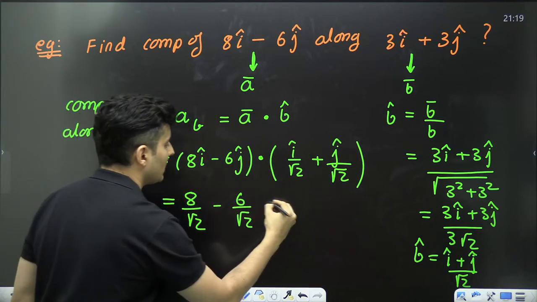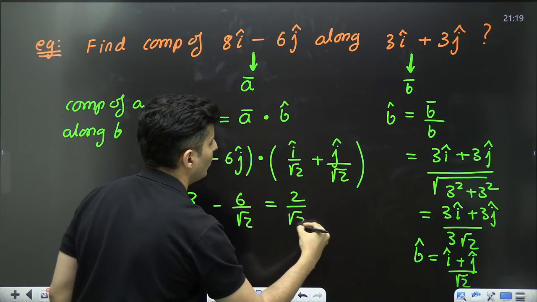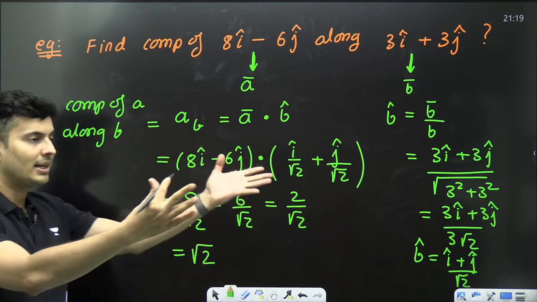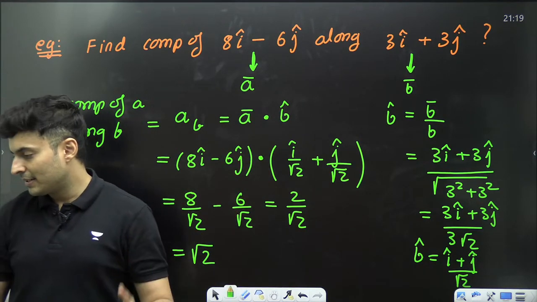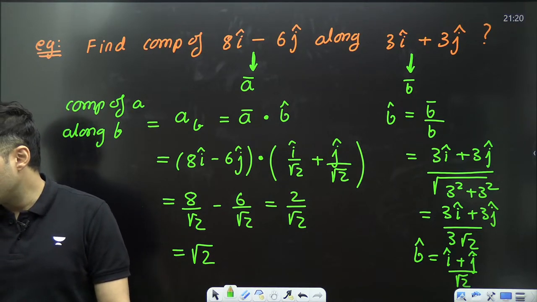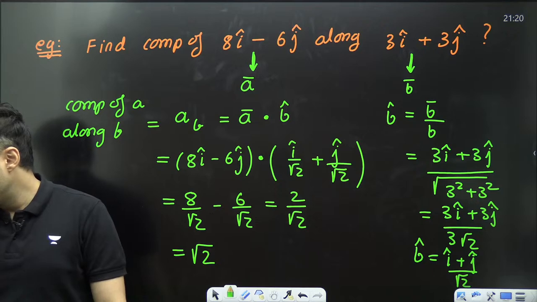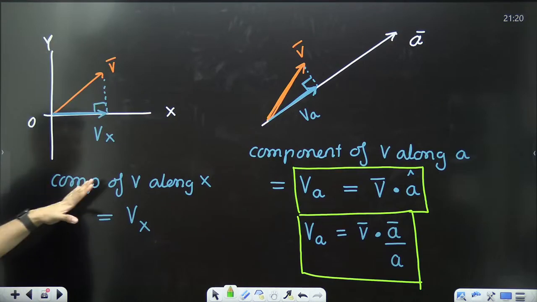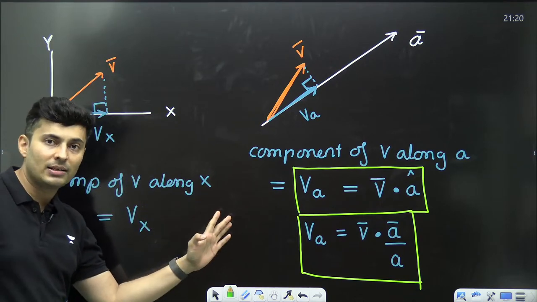8 minus 6 is basically 2. So 2 by root 2. Root 2, root 2 cancels. So I'll get root 2. That's it. That is the answer. Everybody with me? Understood? So, coming back. What is the meaning of component of something along something?